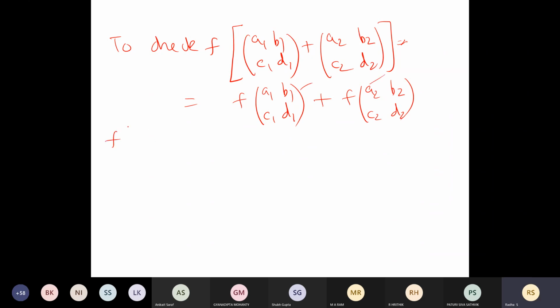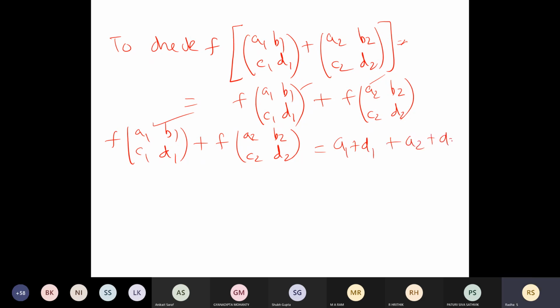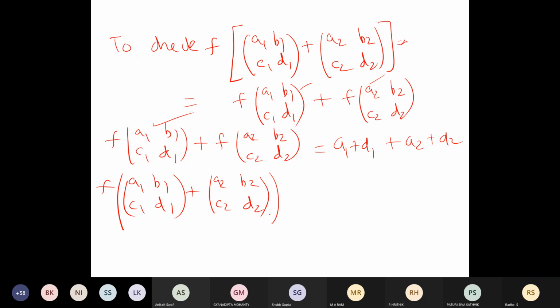Right. Now what is the sum of that? F of A1, B1, C1, D1 plus F of A2, B2, C2, D2. This is already known, A1 plus D1. Just now we calculated, and this is A2 plus D2. Okay, let it be. Let us go to the left side now. F of A1, B1, C1, D1 plus A2, B2, C2, D2 is equal to F of A1 plus A2, B1 plus B2, C1 plus C2, D1 plus D2. Okay.